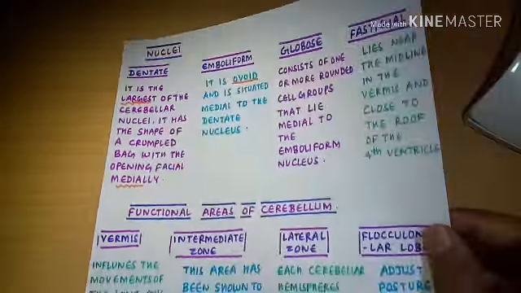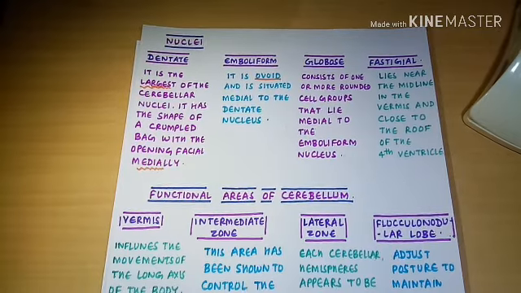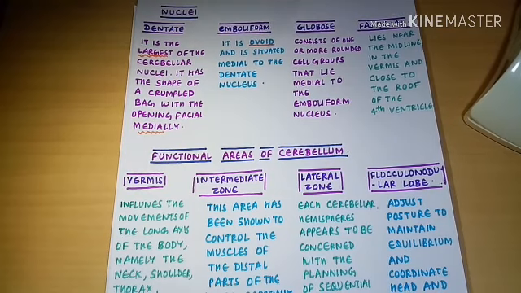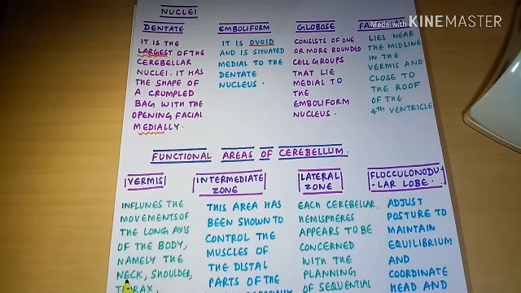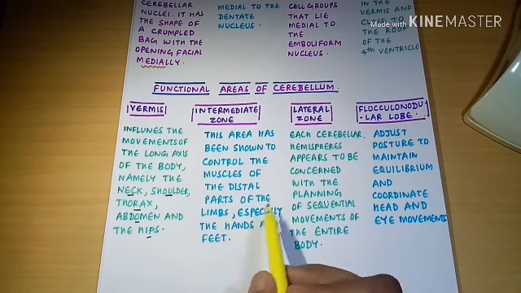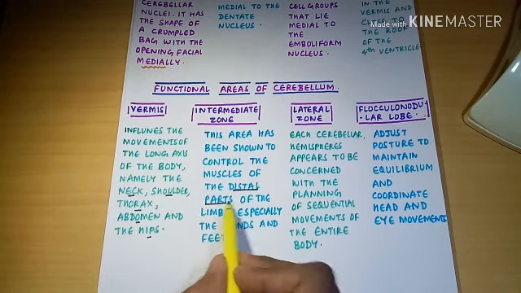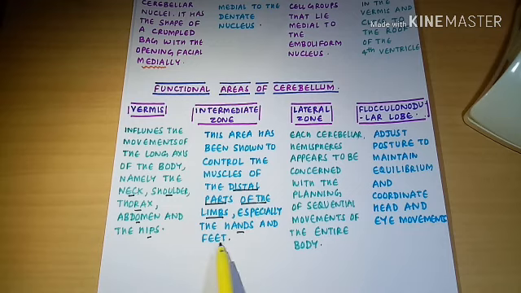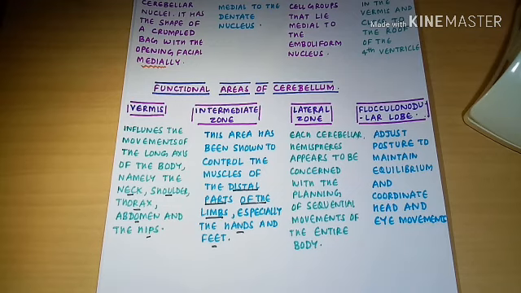The vermis will influence the movement of the long axis of the body, namely the neck, shoulder, thorax, abdomen, and the hips are under the control of the vermis of the cerebellum. Whereas the intermediate zone of the cerebellum will control the muscles of the distal part of the limbs, especially the hands and the feet.